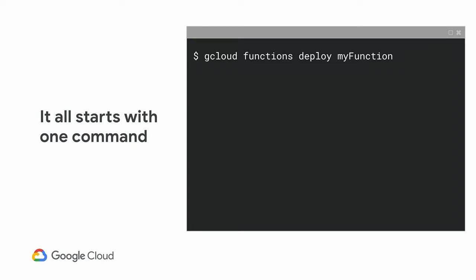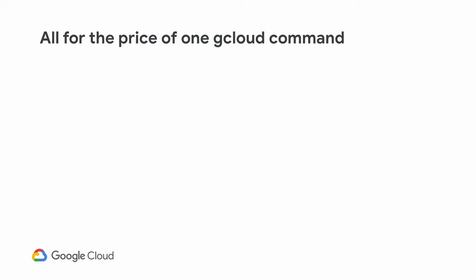But it all starts with one simple command, gcloud functions deploy my function. And this command looks deceptively simple, but it comes with a whole bunch of cool stuff. So for the price of one gcloud command, what are you getting? Clearly, when you write 3 lines of code and type this one command, that's not really enough for your function to then be running in our cloud. So what's happening behind the scenes?